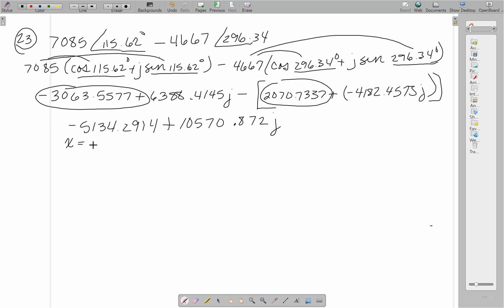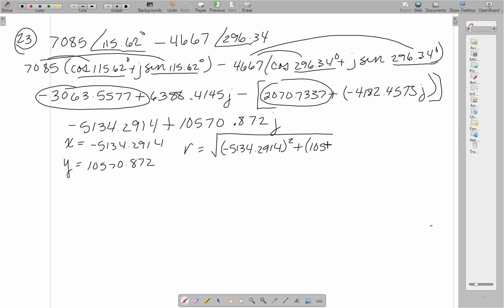So we know our x equals negative 5134.2914, and our y equals 10570.872. What's our r going to equal? The square root of negative 5134.2914 squared plus 10570.872 squared. So r is going to equal, when you get that all done, because I rounded, I got 11751.77. The book got 11750.